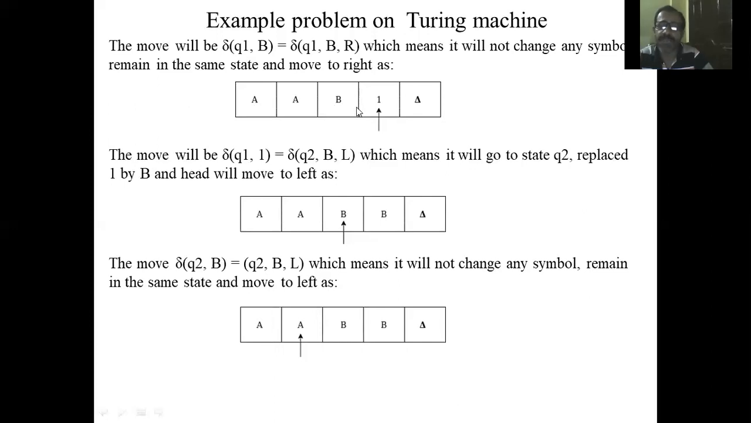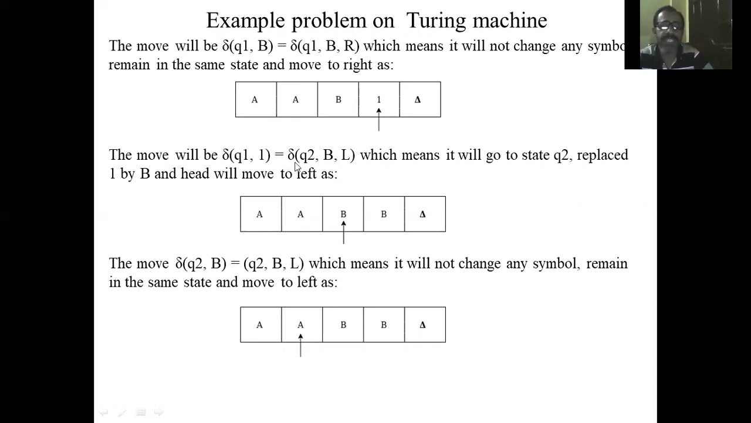And whatever the number of B's that are coming here, anyway, we took only 2 zeros and 2 ones. If we take 3 zeros and 3 ones, the second 0 may be converted to a second B. Then we need to skip these 2 B's until reaching the third one. Is it clear? So delta of Q1 on B equal to Q1 B R. Simply skip this and move to the right side by one cell. Now we reached the first unconverted 1 from the left. The same story. So delta of Q1 on 1 equal to delta of Q2, B, L. So Q1 is used for skipping all zeros and B's, and replacing 1 with B.